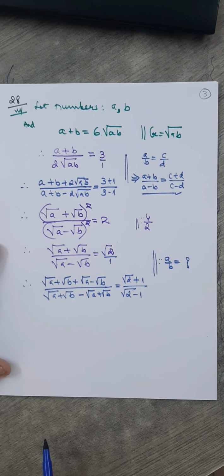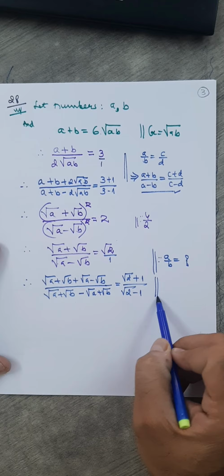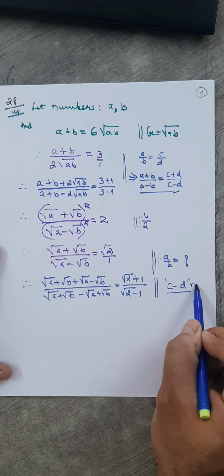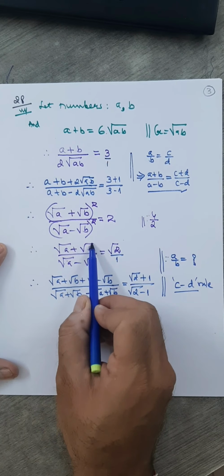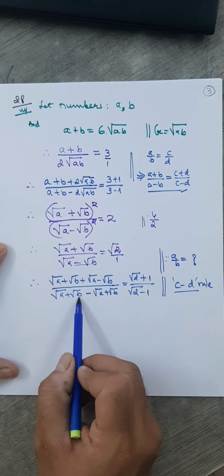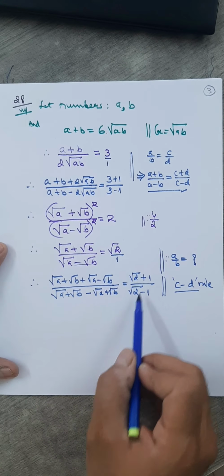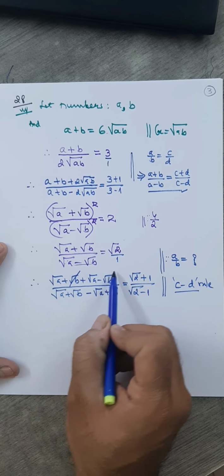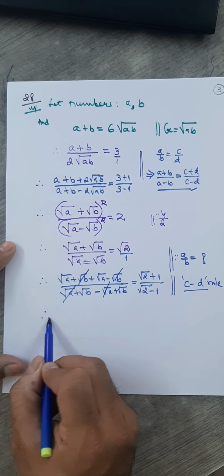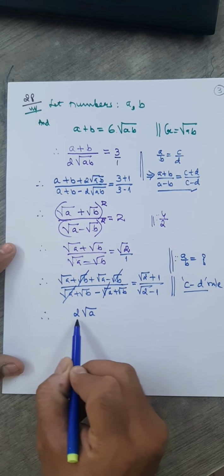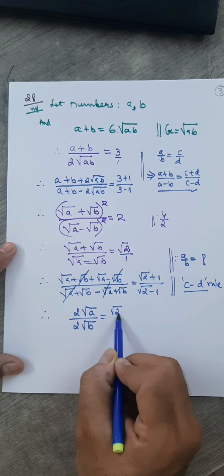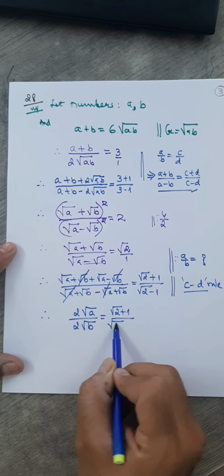You realize what I did? Is this clear to you? I've used the same concept, componendo and dividendo, CD rule. First I've added this expression, then I've subtracted this expression. Root 2 plus 1, root 2 minus 1. Now you see this will get cancelled, this will get cancelled. So what we are getting here? Twice root a, here twice root b equals root 2 plus 1 upon root 2 minus 1.